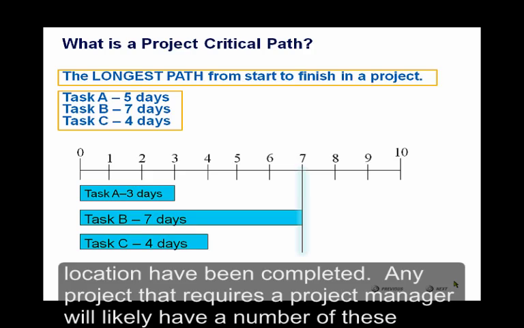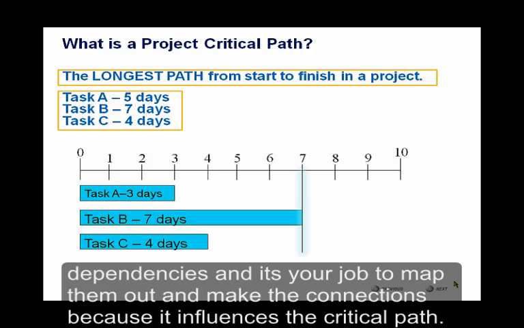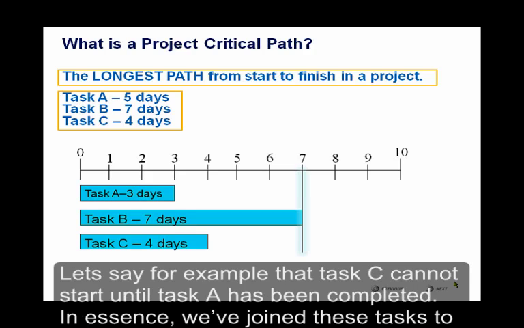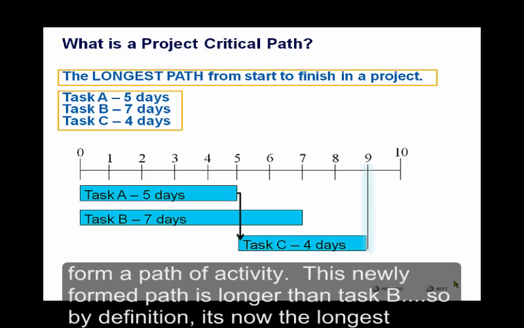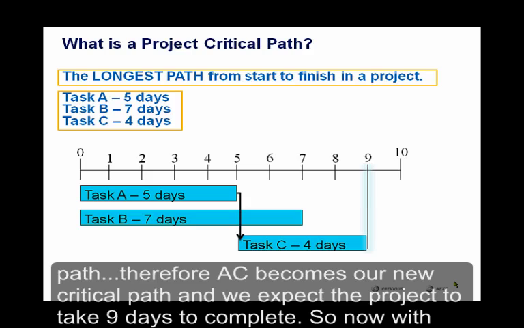Any project that requires a project manager will likely have a number of these dependencies, and it's your job to map them out and make the connections because it influences the critical path. So let's say, for example, that task C cannot start until task A has been completed. In essence, we've joined these tasks to form a path of activity. This newly formed path is longer than task B, so by definition, it's now the longest path. Therefore, AC becomes our new critical path, and we expect the project is going to take 9 days to complete.